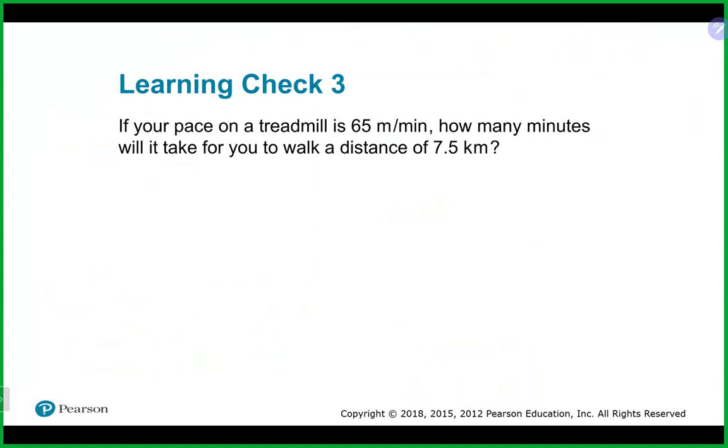Your pace on the treadmill is 65 meters per minute. How many minutes is it going to take you to walk a distance of 7.5 kilometers? Kilo is 10 to the 3, right? All right, take a few moments there, set it up with dimensional analysis. Think about the equalities. Think about your pathway to get you there. Think about your answer.